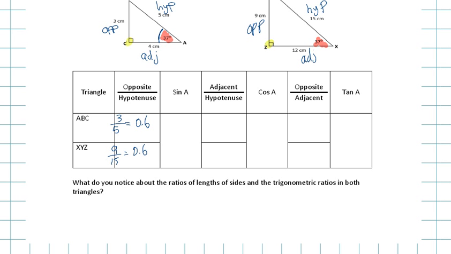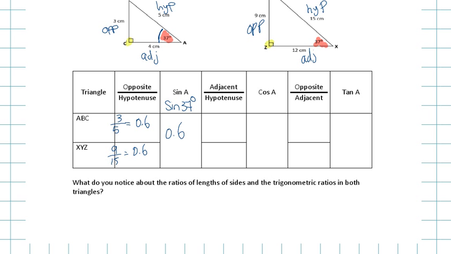Now they're asking you to find the ratio sine of angle A. What's the measure of angle A? 37. So that's going to be sine 37. So on the calculator, you're going to put sine 37. 0.6. Okay.